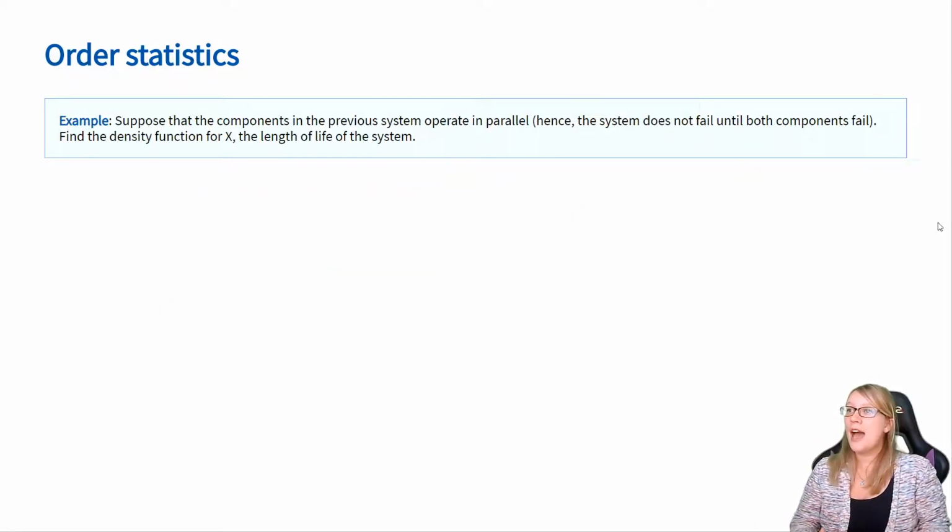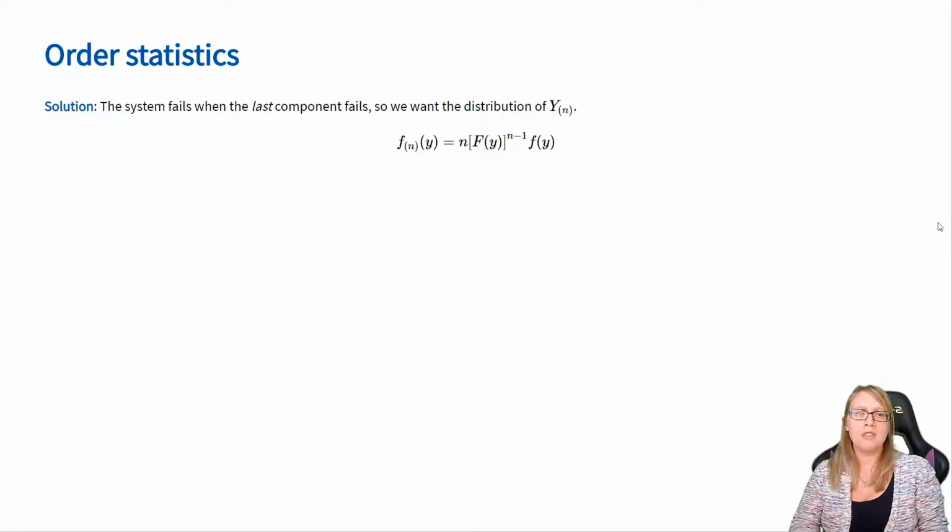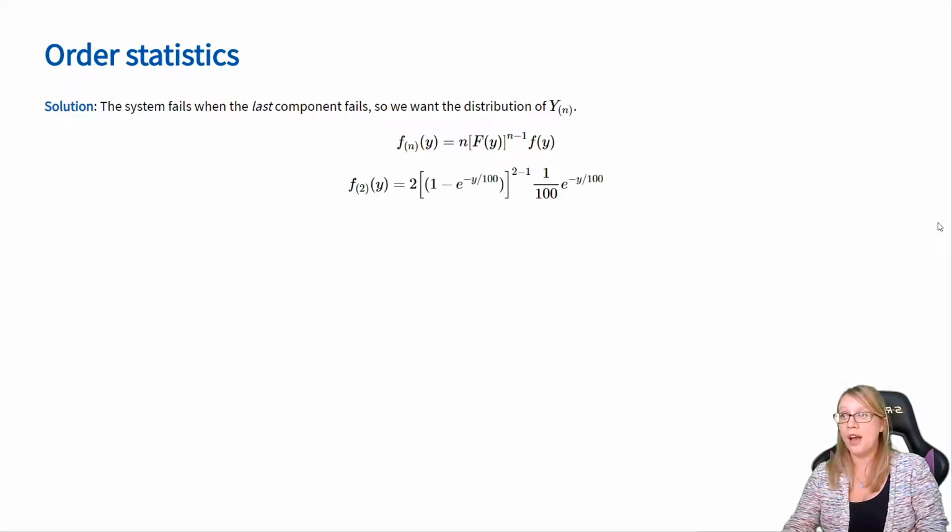Now, let's take a look at this from a slightly different perspective. Let's say that these components are operating in parallel. So if one component breaks down, that's okay, because we still have the second one to fall back on. So now our length of life really becomes the distribution of the maximum. So how long it takes the maximum part to break down. So here we'll find the distribution of yn by taking n times the CDF of y, raised to the n minus 1 power times f of y.